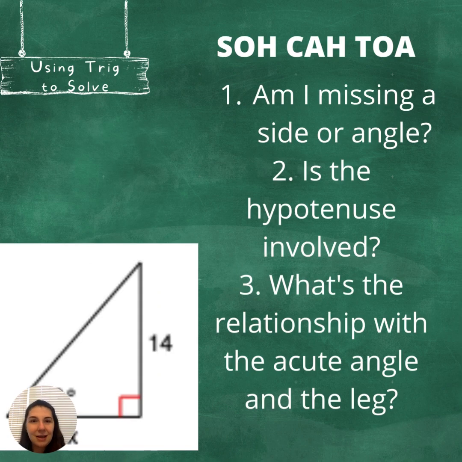Example number 2. Looking at this problem, I see that a side has an x, which means I am missing a side. So we're using normal trig again. Number 2 says, is the hypotenuse involved? If you look, it is not. There is no value or variable on the hypotenuse, so I automatically know I'm using tangent. So I don't have to go into that third question.